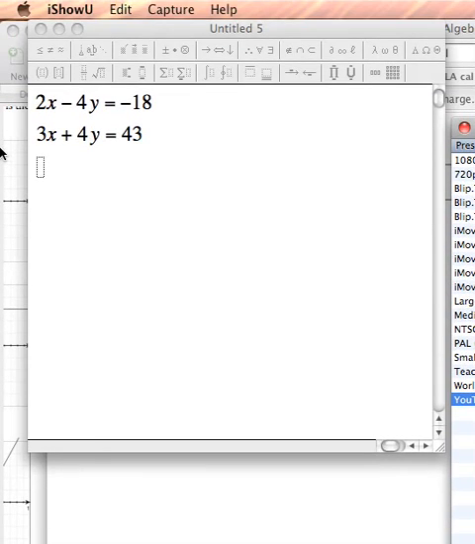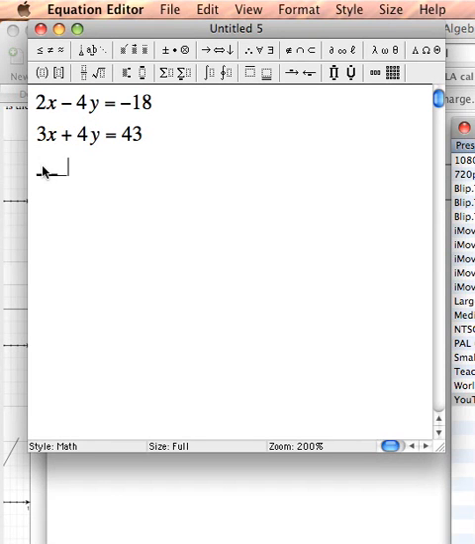Okay, students, with a system of equations, one of the techniques is the addition technique. The way the addition technique works is, well, I can only solve for one variable at a time. And here I have two variables. I have x and I have y. But what happens if one of my variables are opposites?